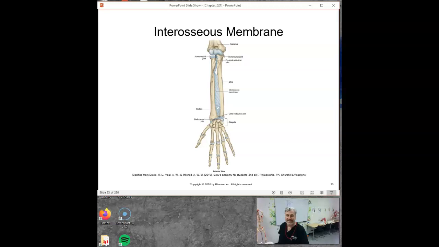There is some white stuff in between the ulna and the radius. This is true of your entire body, by the way. But there is some stuff between the ulna and the radius called interosseous membrane. Can somebody tell me what interosseous means?